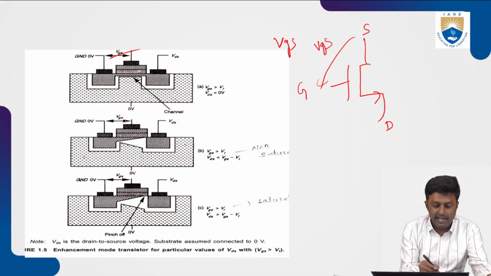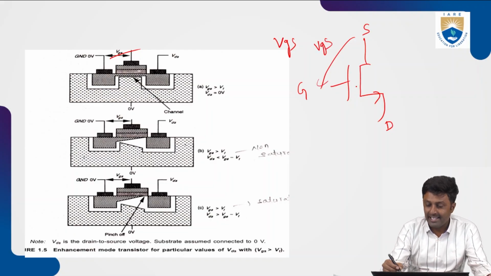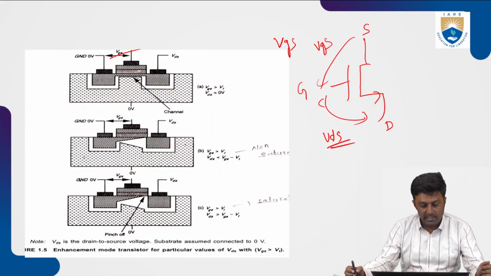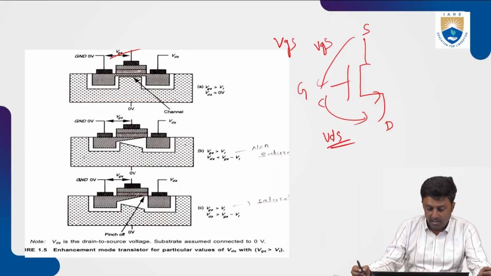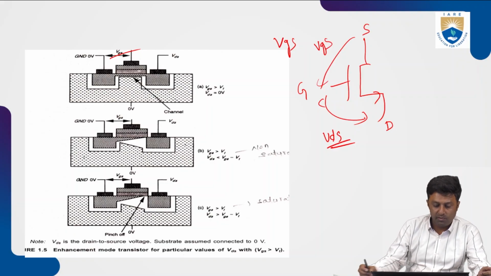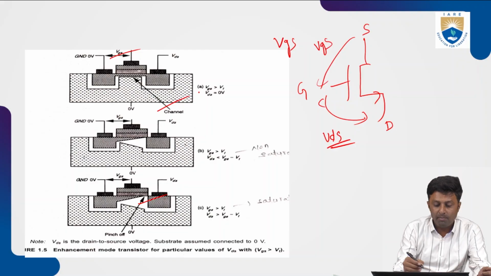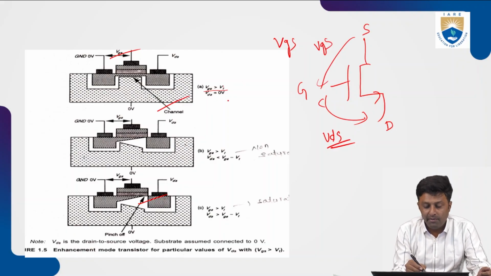Then there is VDS, the voltage applied between drain and source, called the drain to source voltage. Based on the drain to source voltage, we can again explain the operation of this. Here a channel is formed if the gate voltage is greater than the threshold. First we'll apply VGS greater than threshold voltage, and VDS equal to 0.